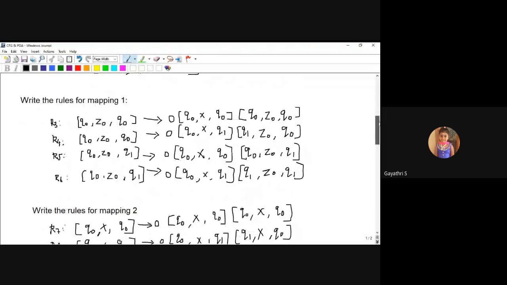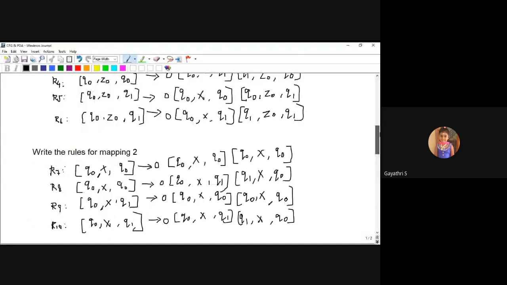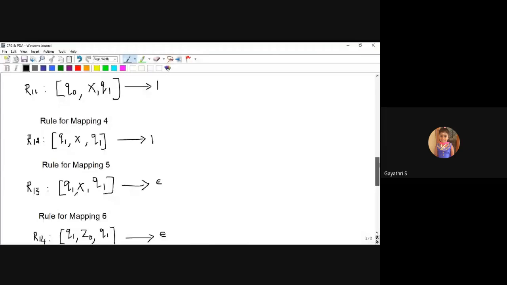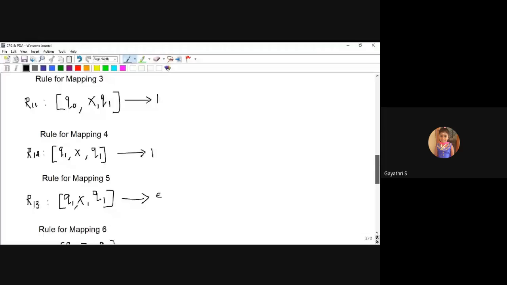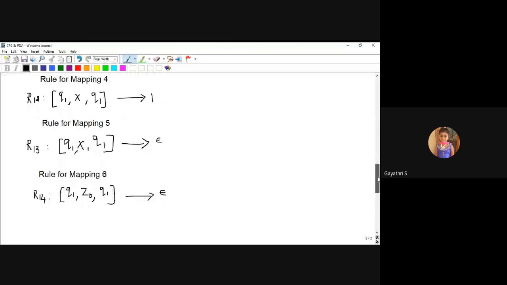So here, mapping number 1 and mapping number 2 are examples for non-terminal production rules, and mapping number 3, 4, 5, 6 are all examples for terminal production rules. The right hand side only value is there, right? 1 epsilon is there. So almost step number 2 is over. So what do you mean by step number 3? In step number 3, you are going to eliminate some unwanted rules.